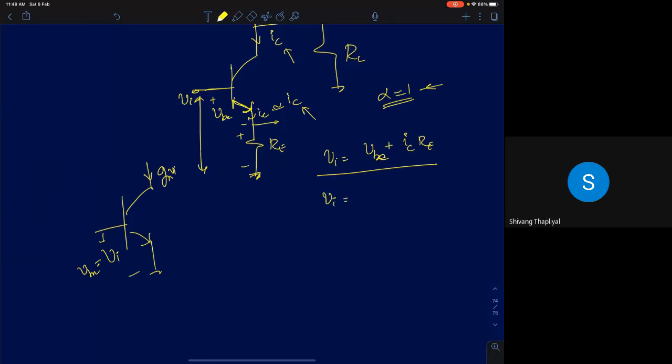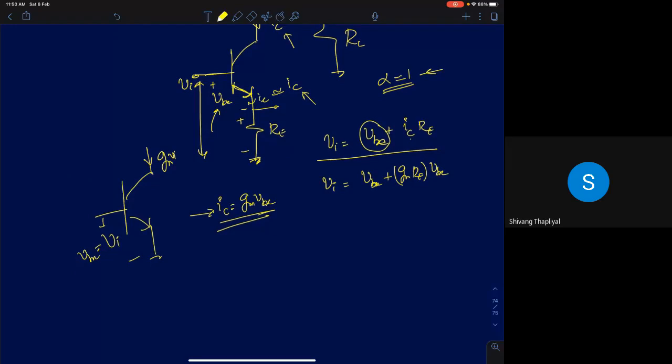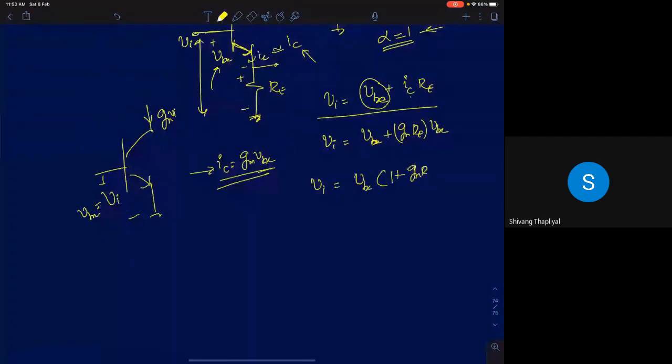Now, we know that IC is nothing but GM times VBE. This is something we know. VBE is the unknown voltage. IC is simply GM times VBE. So this voltage will be VBE plus, I'll substitute IC with GM VBE, I'll get GM RE into VBE. So what happens, your VI equals VBE into 1 plus GM RE.